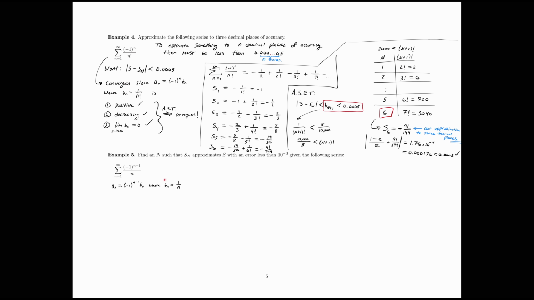This sequence, b sub n, is positive, decreasing, and converges to 0. So those are the 3 hypotheses of the alternating series test. So this shows that it converges.